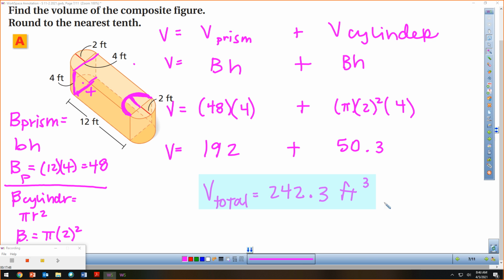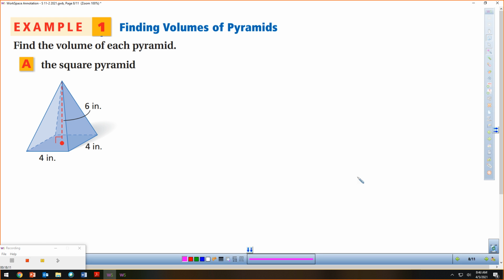Are we confused about what I just did? Alright, so now let's move on and let's look at the next example. So I want to find the volume of this figure.